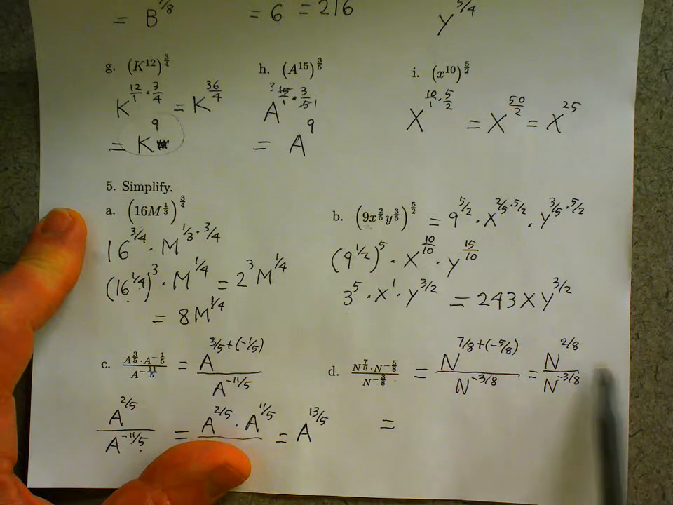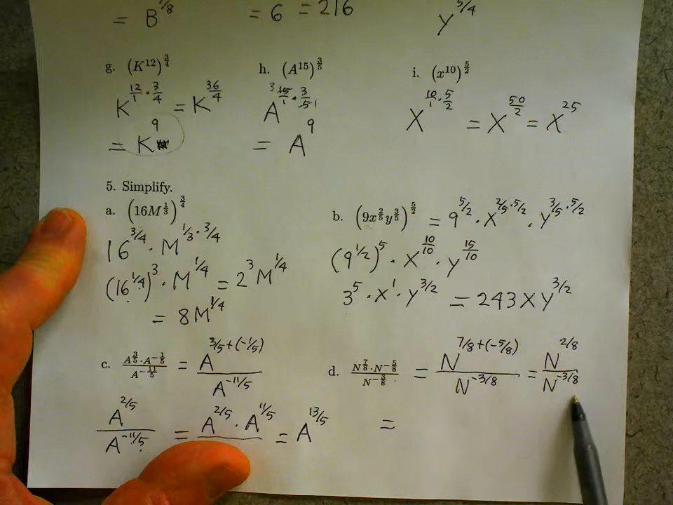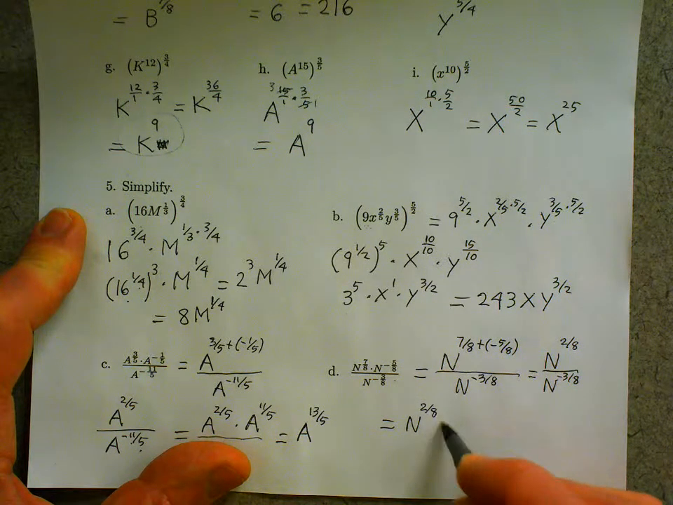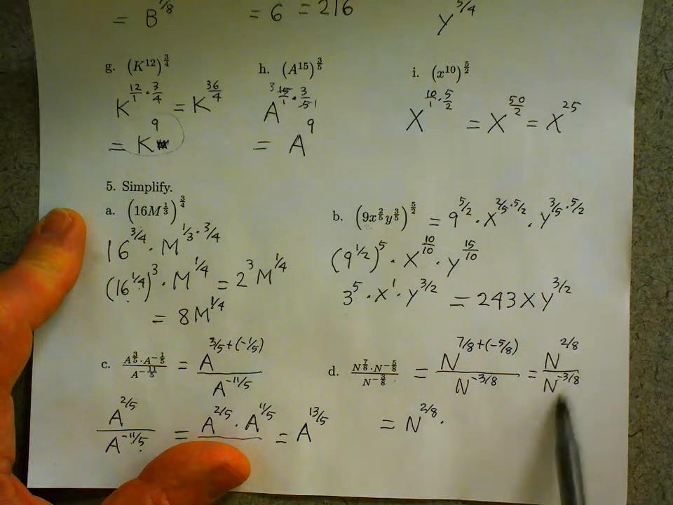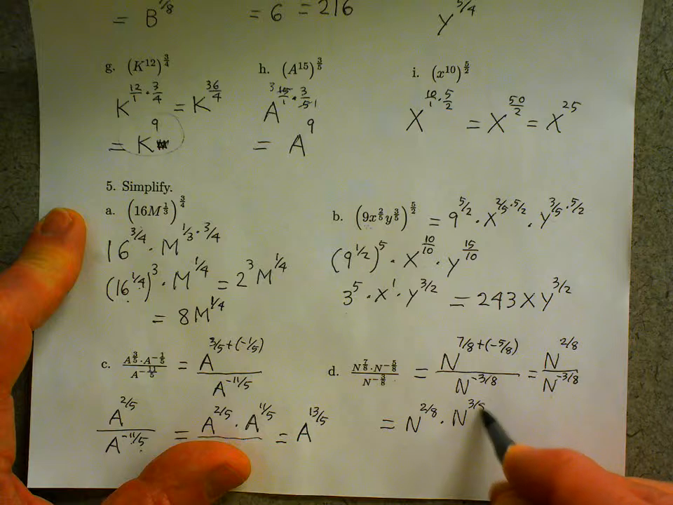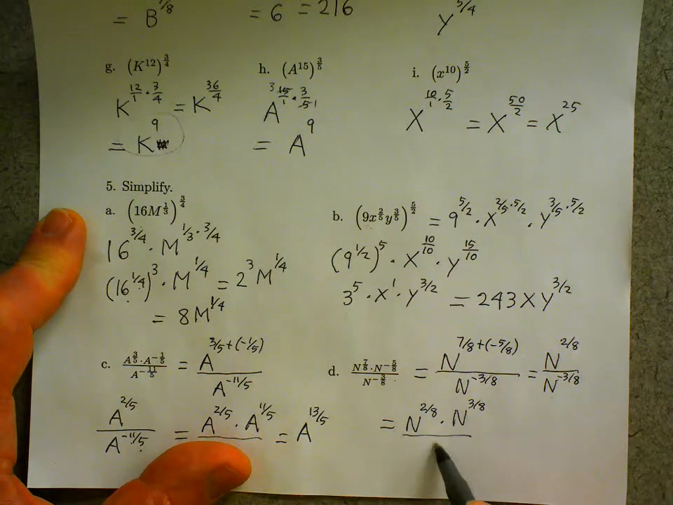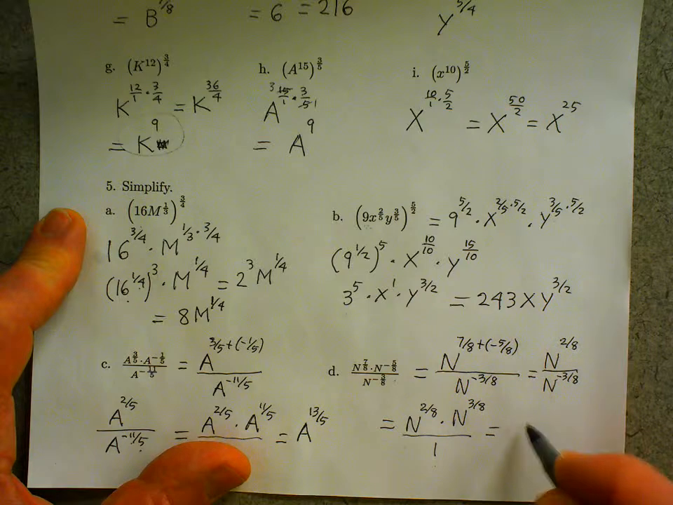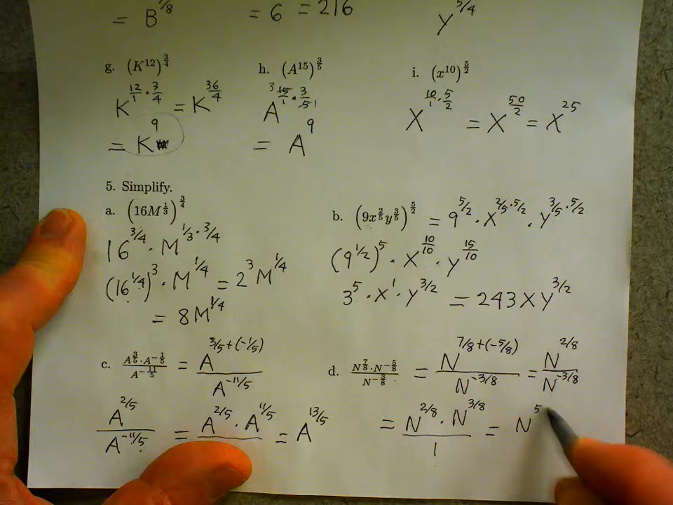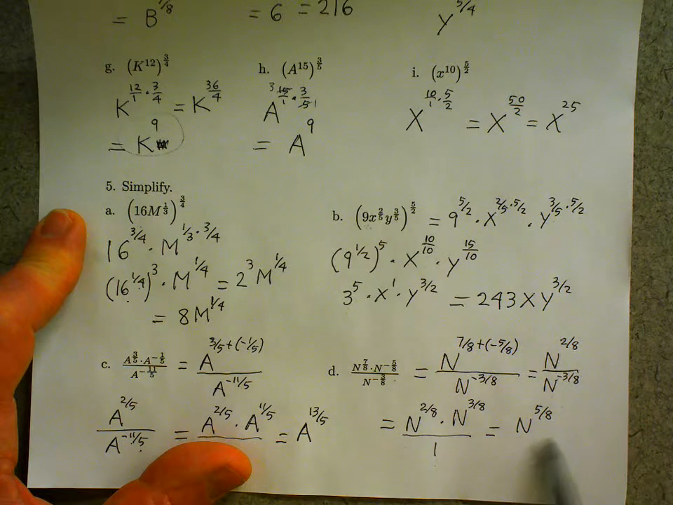So when we simplify n to the 2/8 divided by n to the negative 3/8, we remember that n to the negative 3/8 in the denominator is equivalent to n to the positive 3/8 in the numerator. The denominator is now 1. And then we get n to the 2/8 plus 3/8, which is n to the 5/8. Since the denominator is 1, we don't need to write over 1. So n to the 5/8.